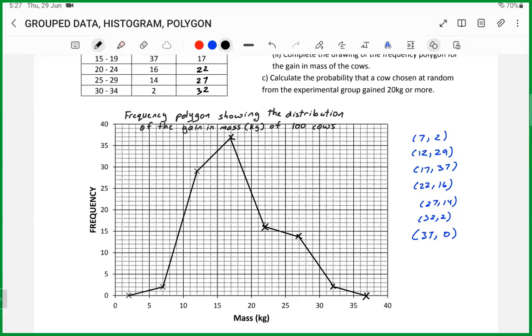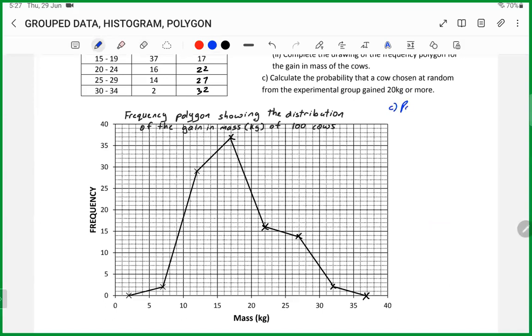All right. So I think most people, if you didn't finish, you could always finish it for homework. Let's look at part C. Calculate the probability that a cow chosen at random from the experimental group gained 20 kilograms or more. So I'm just going to erase this so I'll have a space to put the answer for part C.